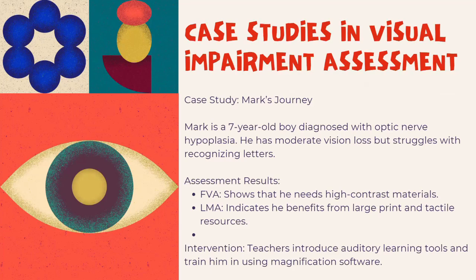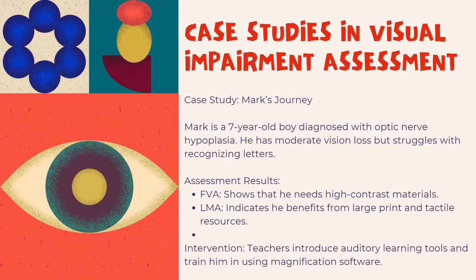His teacher noticed that he was struggling to recognize letters on the board and often leaned very close to his books when reading. His parents also reported that he had difficulty identifying familiar faces from a distance. Since these behaviors suggested a potential visual impairment, his school conducted an assessment process.